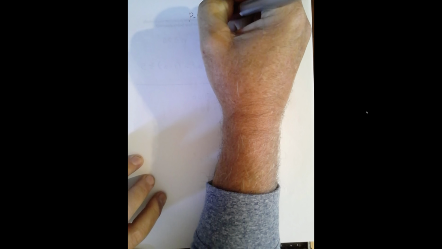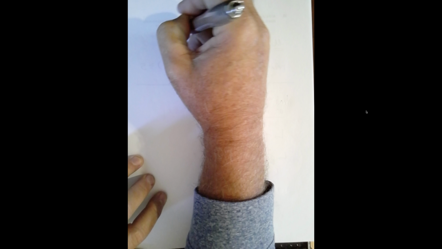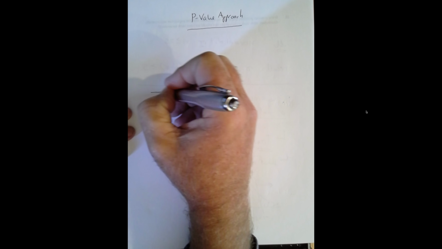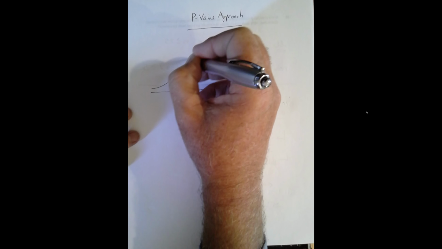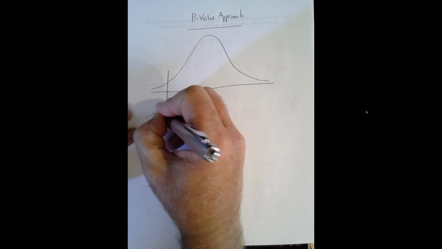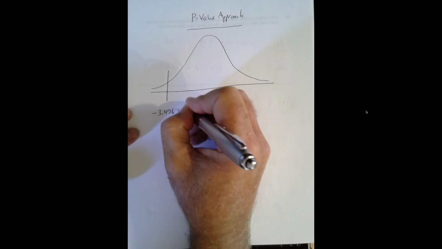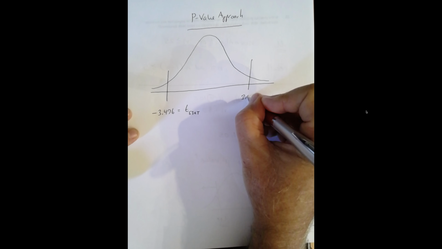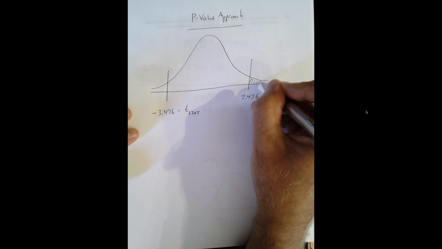Now, let's regroup. P-value approach. What happens with the p-value approach? The p-value approach, we don't use critical values, and the area that we calculate is to the left and the right of our t-critical. So guys, we saw that our test statistic was negative 3.476. So guys, we got to calculate that area.